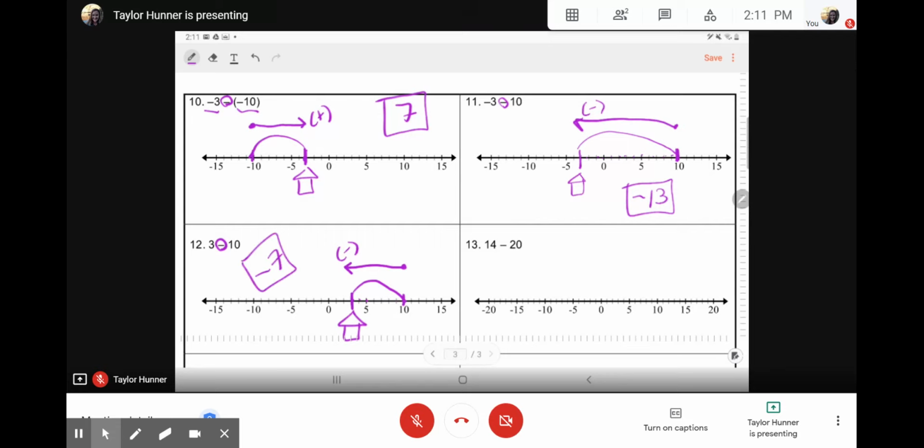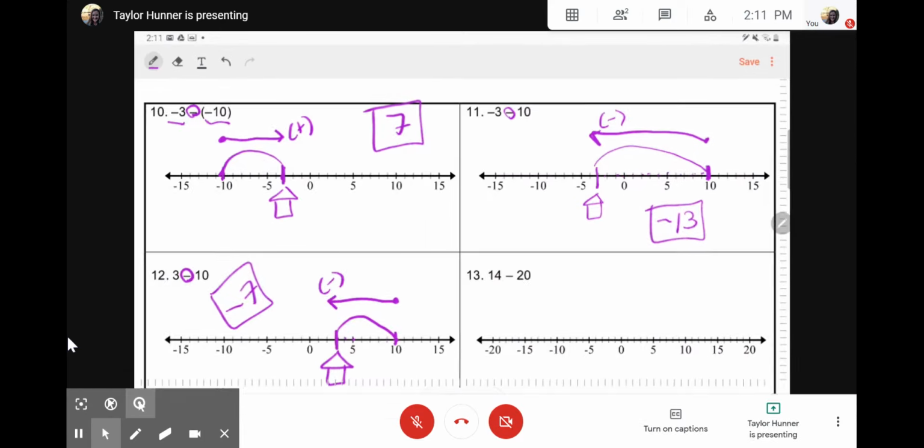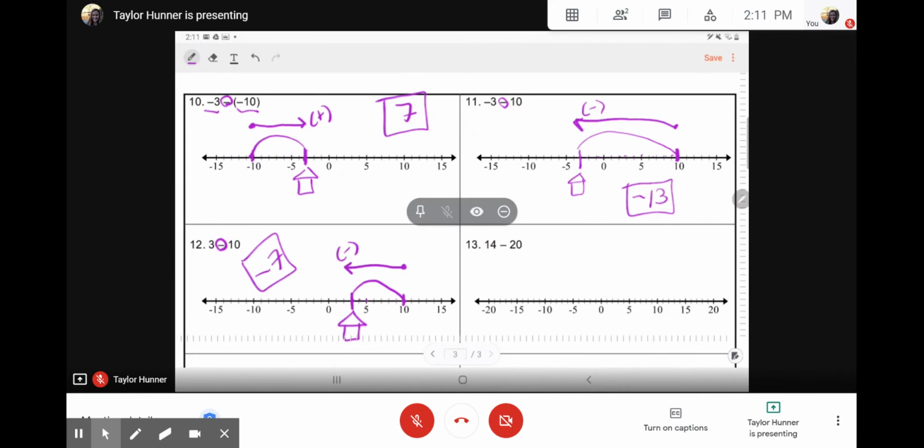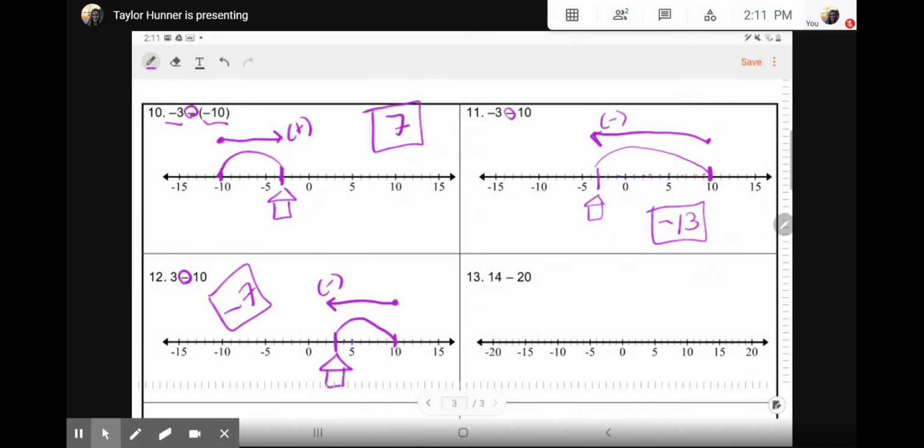Okay. This problem would be like saying, I have $3 and I borrowed $10. So I now owe you $7. Actually, scratch that. This would be like saying, I have $3 and I just spent $10 on my credit card. So I now have to pay $7 more than I have.